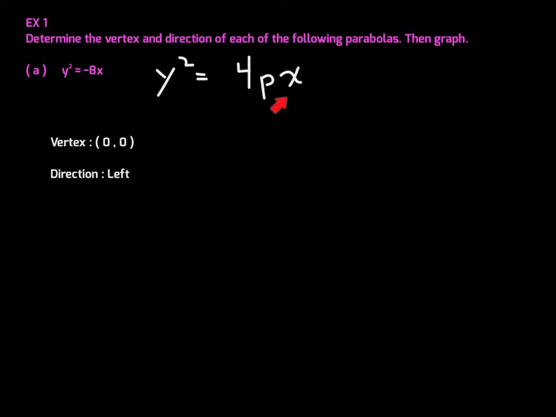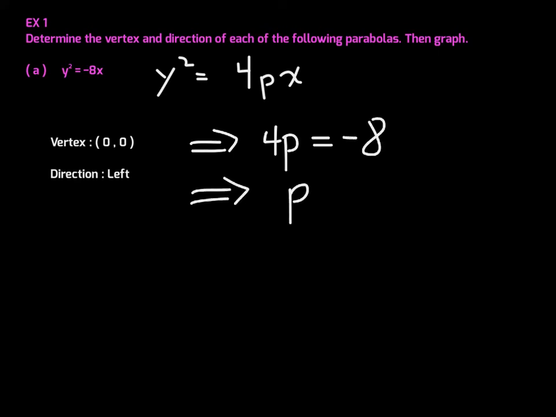I have x, that's x. So then this 4p must be equivalent to -8, right? So let's figure that out really quickly. This implies that 4p must be -8, which when you divide both sides by 4, you get that p must be -2.